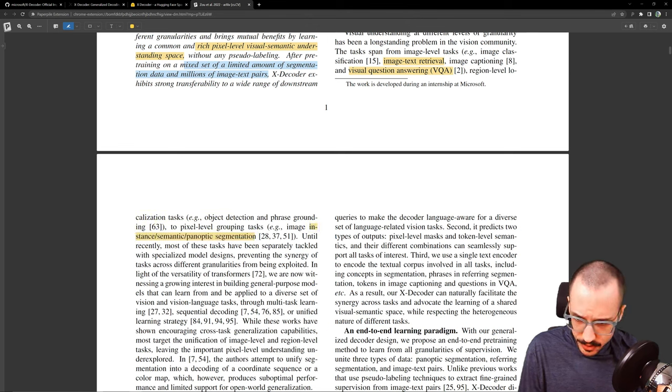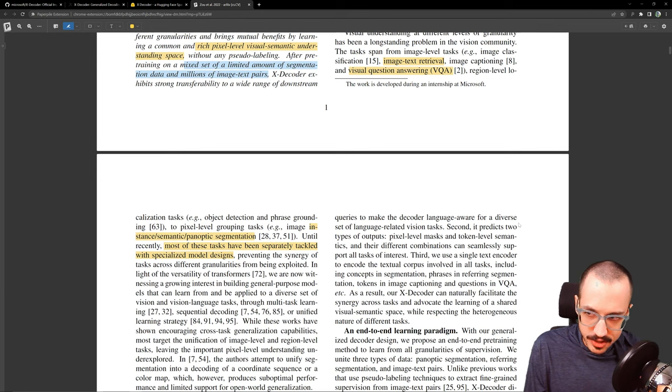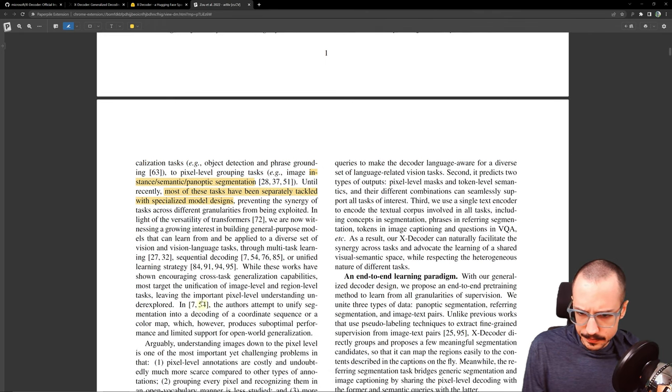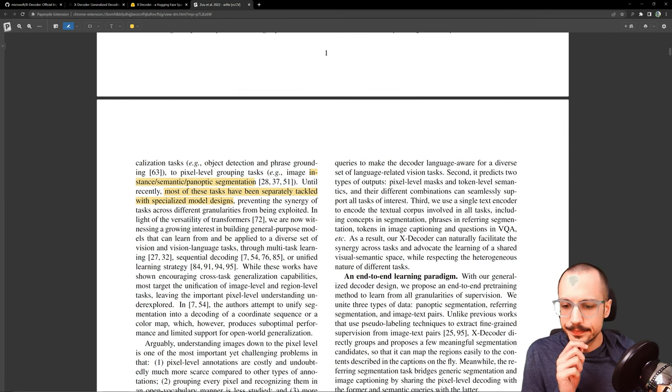So recently, most of these tasks have been tackled with specialized model designs. And you're seeing the great unification of all of these under transformer architectures pre-trained on huge datasets, and especially with the multiple modalities of image and language. While works have shown encouraging cross-task generalization capabilities, most target uniform unification.